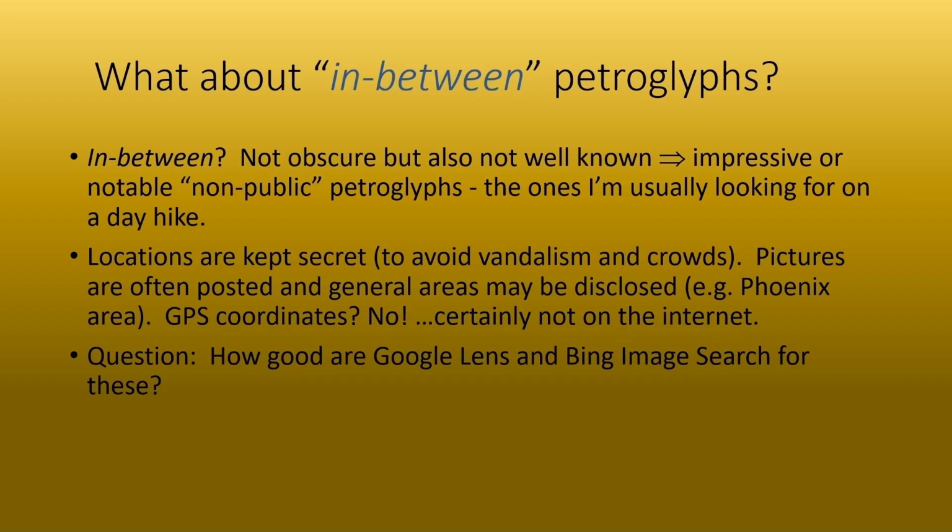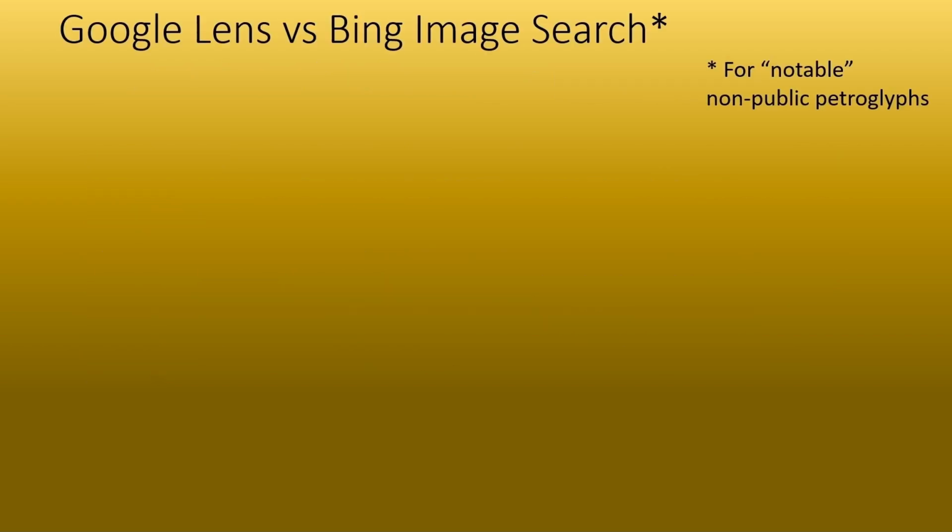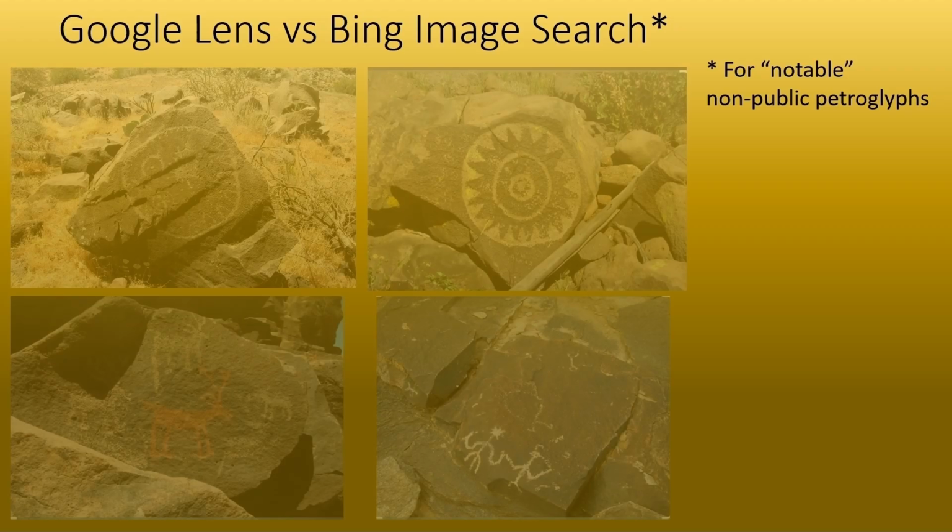The question I have for these, which I think are the most common ones for me to be interested in, is how are Google Lens and Bing image search at finding these? So how did I do the comparison? Well, I selected a bunch of pictures. I think there's 22 of them, of Arizona petroglyphs that I had taken that I thought fall into this category. And I wanted to see how Google Lens and Bing image search do. Here's the first 4 of them.